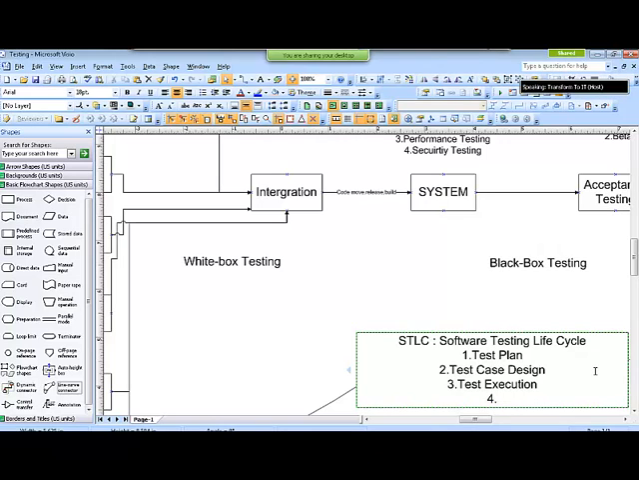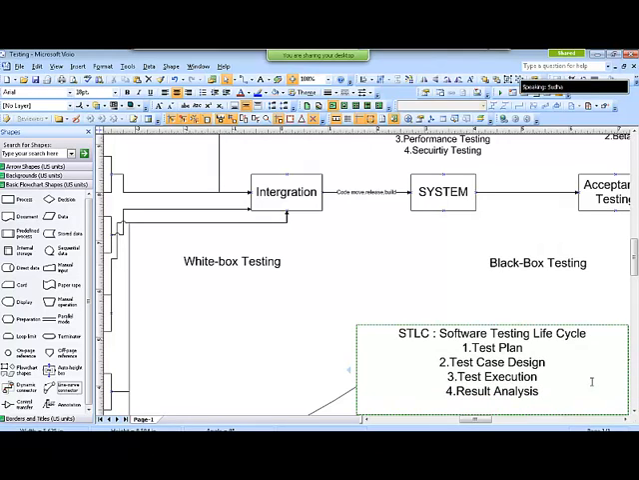Test results. Test logging. Tell me, test plan, test case design, test execution, result analysis is the fourth one. Okay, you have to analyze the results. So what could be the next? Once you analyze the results, what will you do? You'll prepare a bug report. Yes or no?